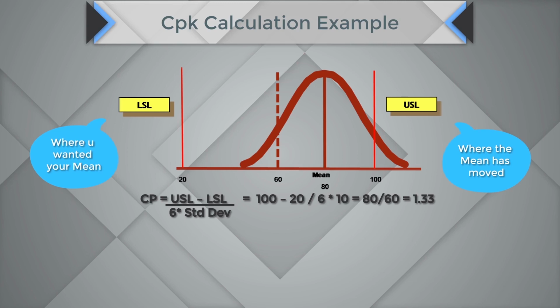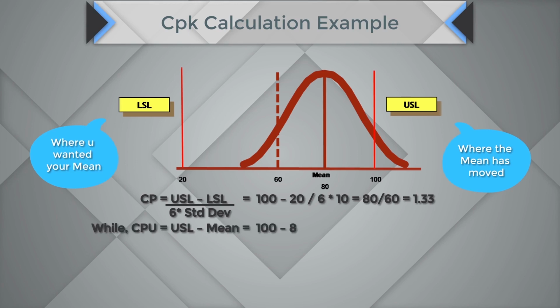Remember what I told you in the start? Compare the received CP to a benchmark of 1. Here, my CP value is greater than 1, so my business process is capable by design. Now let's look at what has happened to its performance.